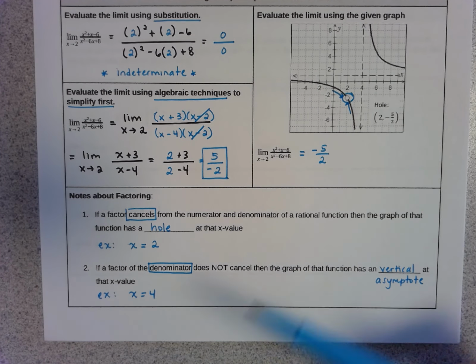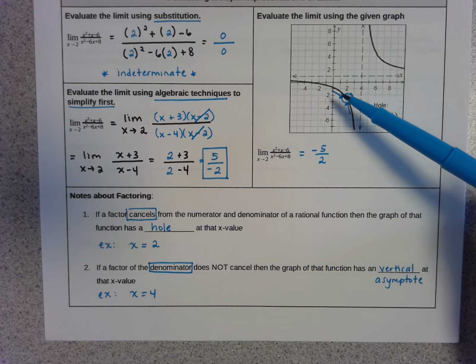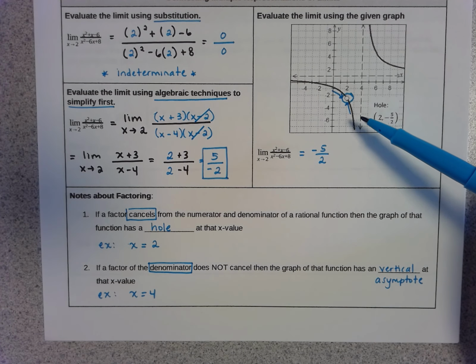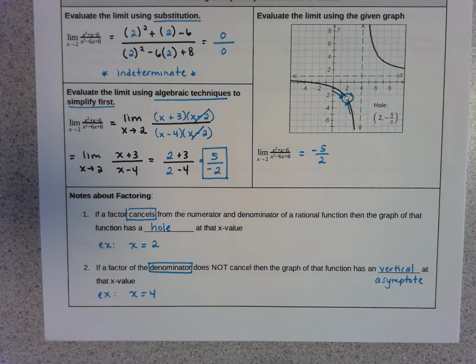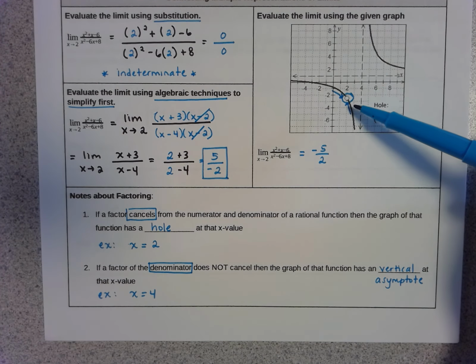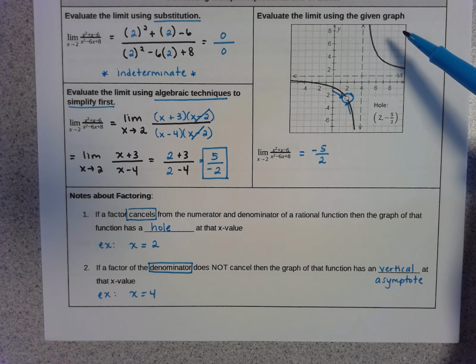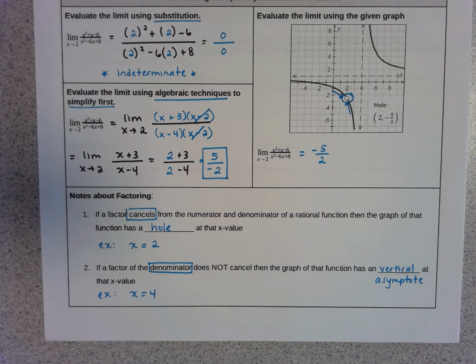Now, if it's a hole, then that means the limit is going to be the same on both the left and the right, and so the limit's going to exist. If it's an asymptote, it kind of depends on whether the function goes the same way on both sides of the asymptote or in opposite directions.